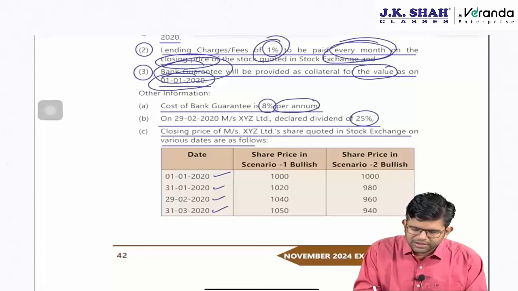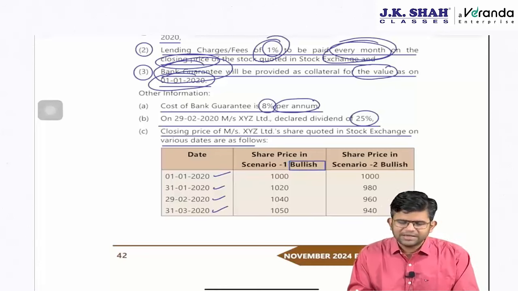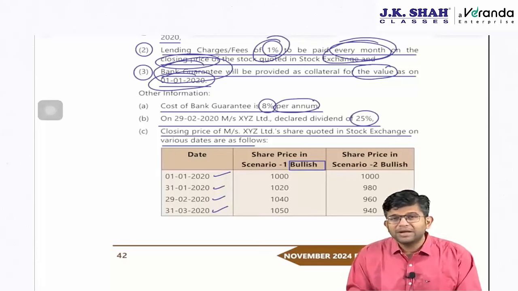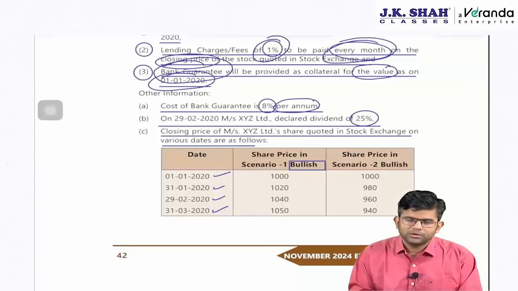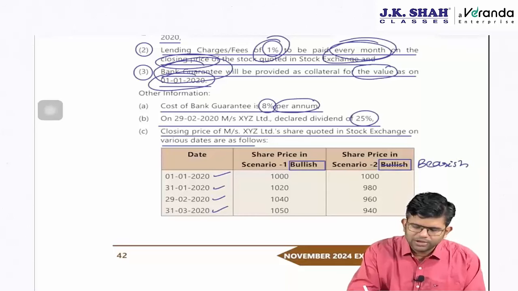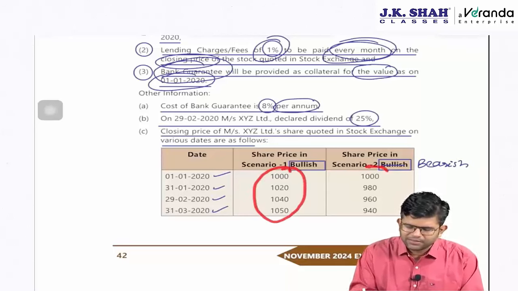So now scenario 1, bullish. Please understand, a little typing error has happened in ICAI. Actually this question was there in May 22 RTP also, May 2022. Same mistake they had done. Here they were supposed to write, okay, not bullish, but bearish. You can see bullish means the share is going up, bearish means the share is going down.